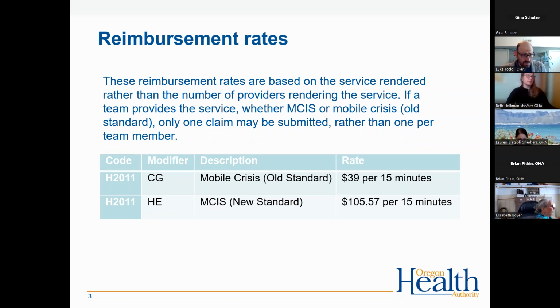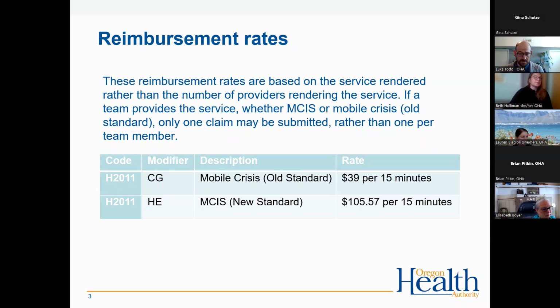Starting by mentioning these reimbursement rates up front, this is for all mobile crisis services, including MCIS, which is the new standard of mobile crisis that you all are working on standing up, as well as the old standard of mobile crisis. You'll see the difference in rates there. They're both going to be billed with H2011, which is crisis intervention services per 15 minutes. Old standard mobile crisis will be paid at the regular H2011 rate of $39 per 15 minutes. MCIS will pay with the HE modifier at $105.57 per 15 minutes.